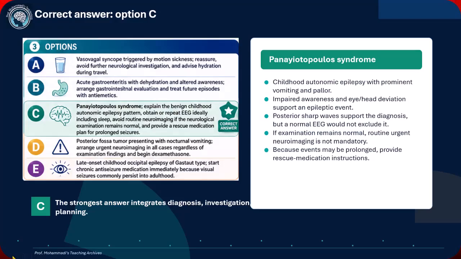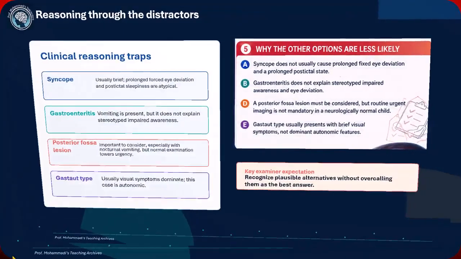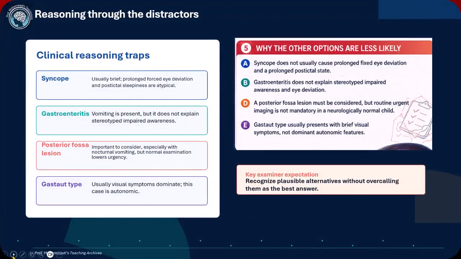Next slide, please. Now let us consider why the other options are less appropriate. Vasovagal syncope can cause pallor and transient unresponsiveness, but it is usually brief and does not typically cause prolonged forced eye deviation, followed by an extended postictal state. Gastroenteritis may explain vomiting, but it does not explain stereotyped impaired awareness and focal ocular deviation.